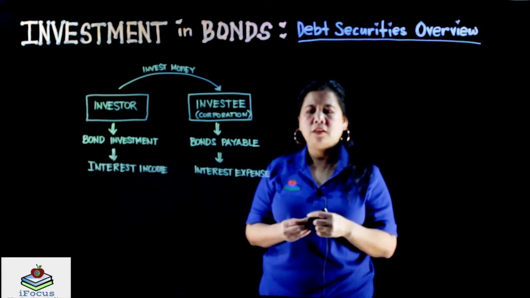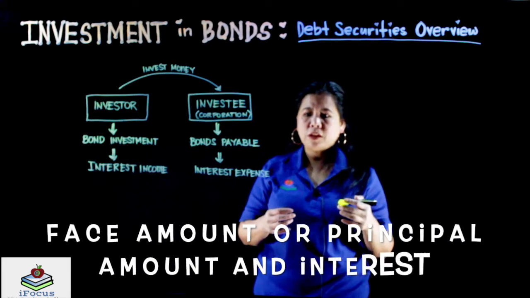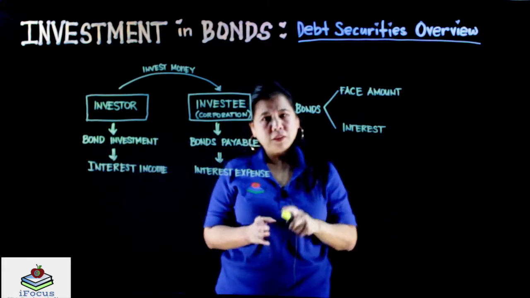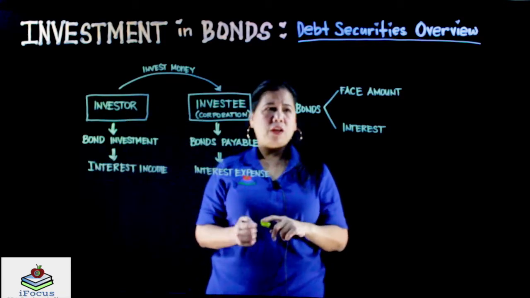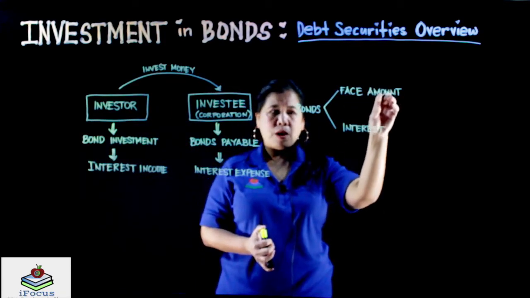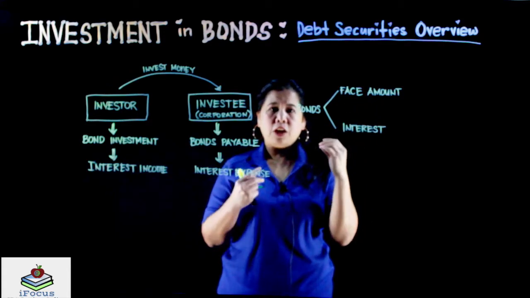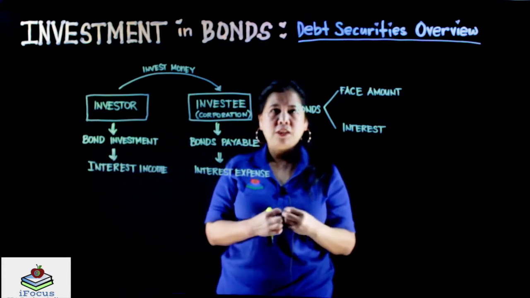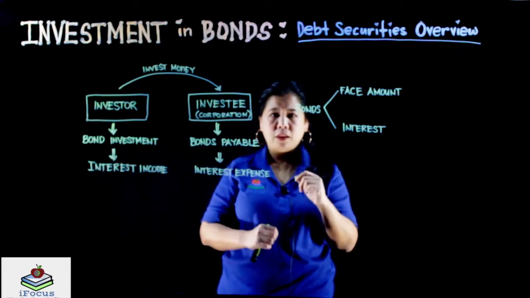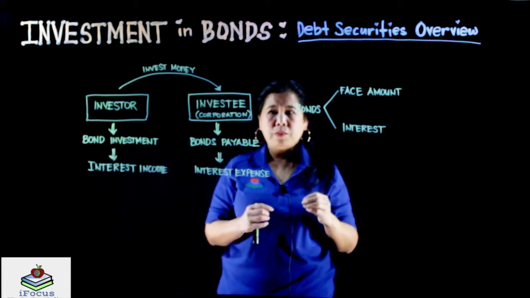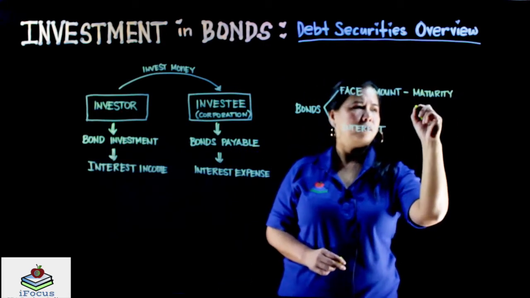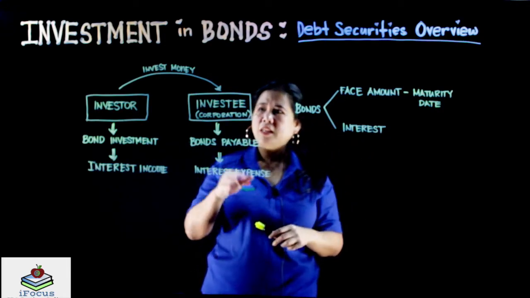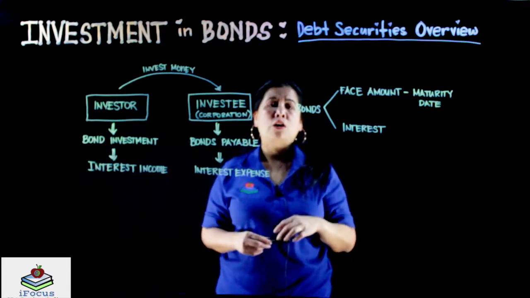Itong bonds na ito is composed of the face amount at ang interest. Alright, so itong bonds na ito na in-acquire ni investor from the investee composed of the face amount and the interest. Ang face amount, yan po yung principal amount na utang talaga ni investee from issuing these bonds. Let's say for example, 1,000,000. Ang face amount ng bonds na yon, on the maturity date, yun ang babayaran ni investee. Ito namang interest na part ng bonds na yan po ay binabayaran ni investee to the investor on interest dates.